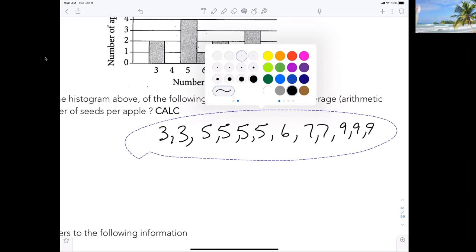Now, believe it or not, the next number is the sum of the numbers. So if I were to add 3, 3, 5, 5, 5, 6, 7, 7, 9, 9, 9, 9, that would be the total, 73, right?